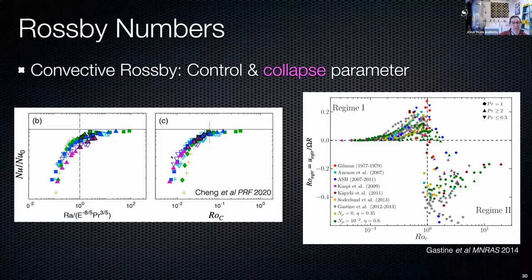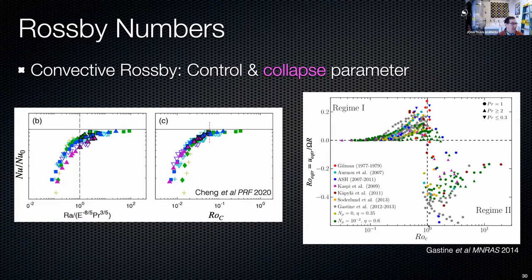And there is a fundamental change here that I think you can see, and it maps fairly well to a convective Rossby number of order 1. Okay, so again, not the control parameter here, but a very nice collapse parameter. So I just want to get that across. Convective Rossby number is then used throughout all these different studies and all these different investigations of rotating convection.